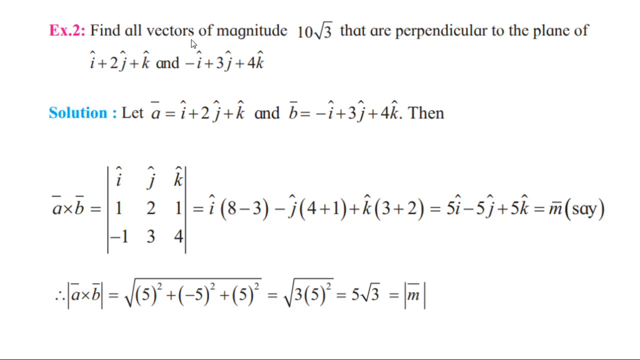Find all vectors of magnitude 10 root 3 that are perpendicular to the plane of these two vectors.